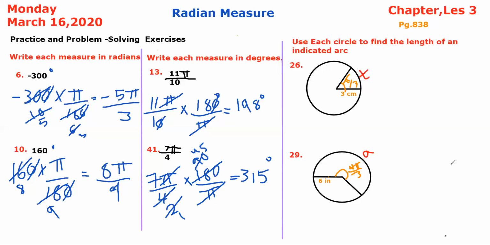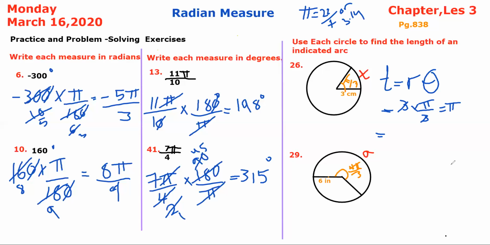Now, use each circle to find the length of an indicated arc. Arc T. To find the length of any arc, I will use the radius r times the angle in radians. The radius here is 3 centimeters, multiplied by π over 3. 3 cancel 3, so it is π. Then I will know that, as we said, π is equal to 22 over 7 or 3.14. So it is 3.14 centimeters. So the length of arc T is 3.14 centimeters.